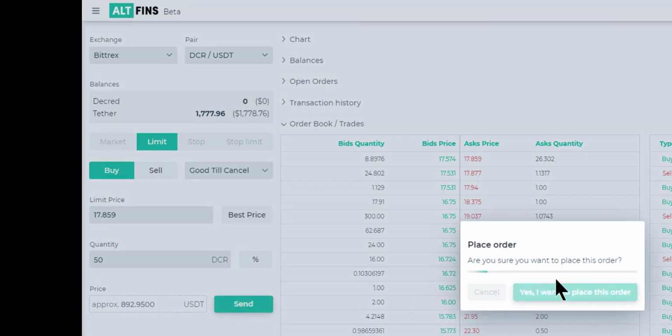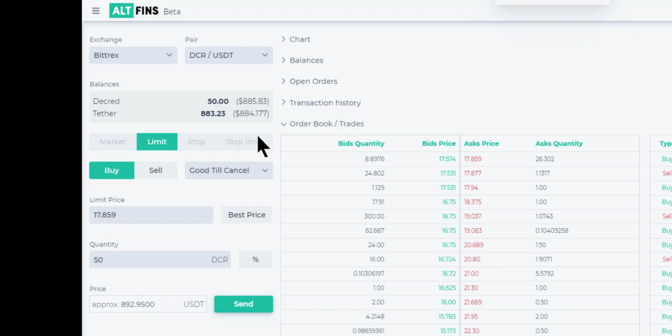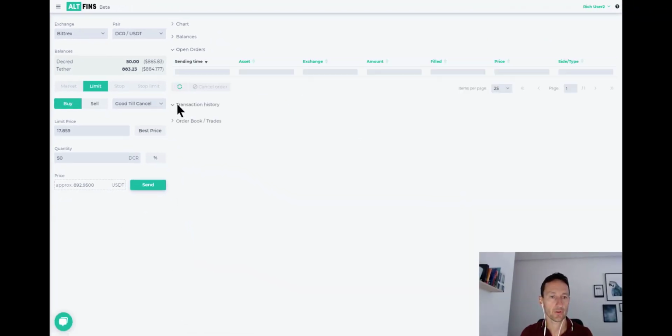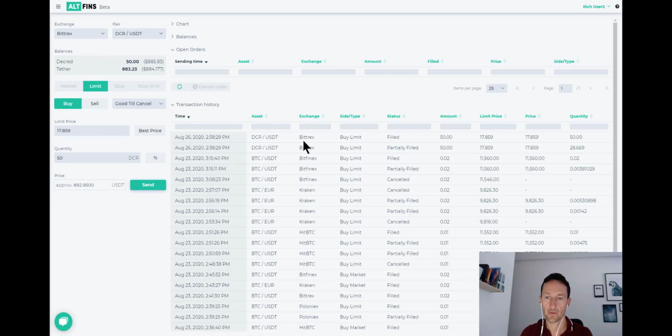Send the order, confirm the order. The order was placed successfully. Let's see if it's in the open orders. Looks like it went through already. So here we are. I'm a proud owner of Decred, and we'll see what happens in the next couple of days. If my premise of the uptrend holds, I should make some money.